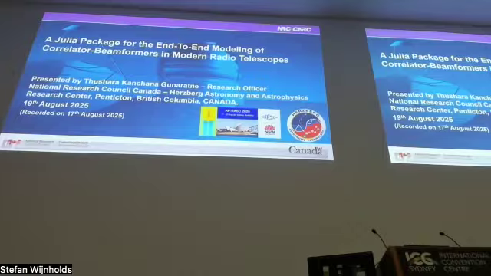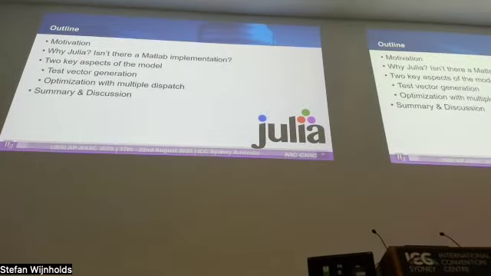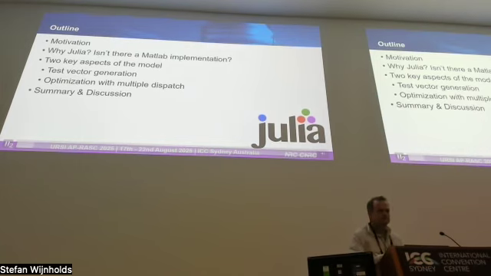Here I intend to present a brief outline of the Julia package to model the end-to-end frequency of the correlated beamforming radio telescope. I present the motivation for developing an end-to-end model for the correlated beamforming signal chain. Next, I'll briefly explain why the Julia package is being developed while there is an existing MATLAB model. I'll go into details of two key aspects of the model. First, the test vector generation, and second, optimizing with multiple dispatch and speed. Finally, I conclude with the summary and discussion.